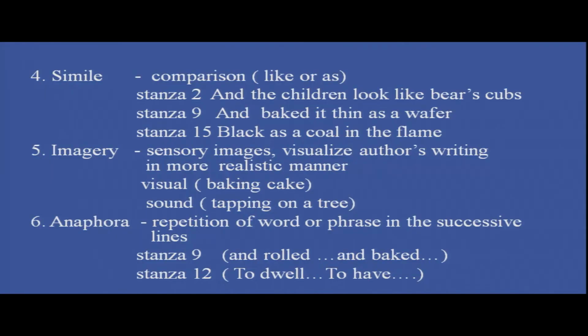We also have imagery in this poem. What do you mean by imagery? Anything that is related to sensory images, and it helps the readers to visualize the author's writing. In a more realistic manner, what does it mean? Sometimes certain words describe some kind of movement, or some kind of sound, or some particular visual. Here in this poem, we have a visual imagery. How can we say visual imagery? She's baking a cake. From there itself, you get an imagery of something being baked, right? That becomes a visual imagery.